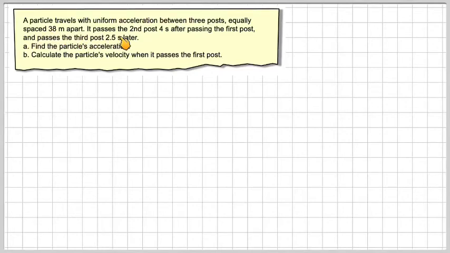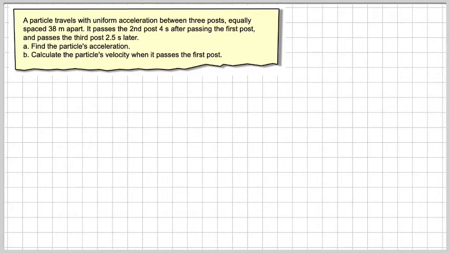A particle travels with uniform acceleration between three posts, equally spaced 38 meters apart. It passes the second post 4 seconds after passing the first post and passes the third post 2.5 seconds later. Find A, the particle's acceleration, and B, the particle's velocity when it passes the first post.